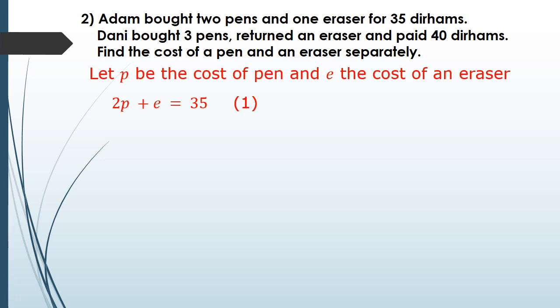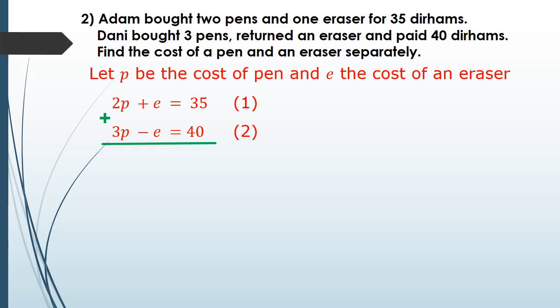The second equation, Danny bought 3 pens, so it's 3p. Returned an eraser, so we have to deduct, to subtract the price of the eraser, so it's minus e equals 40. I built my two equations with the two variables. Now I have to start solving. Look at the p, they have different coefficients. Look at the e, they have the same coefficient, which is 1, and different signs. One is positive, one is negative. So what I'm going to do here is to add the two equations.